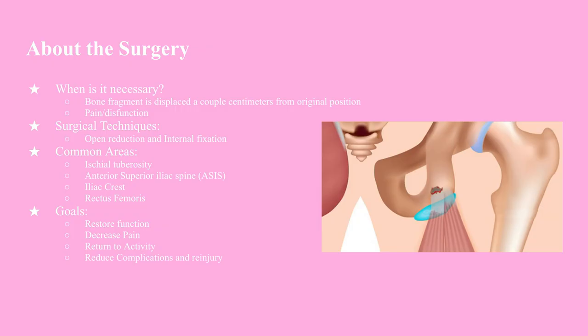Some common areas this will occur is the ischial tuberosity, the anterior superior iliac spine, or the ASIS, the iliac crest, the rectus femoris. Some goals from this surgery are to restore function, decrease pain, return to activity, reduce complications, and prevent further re-injury.